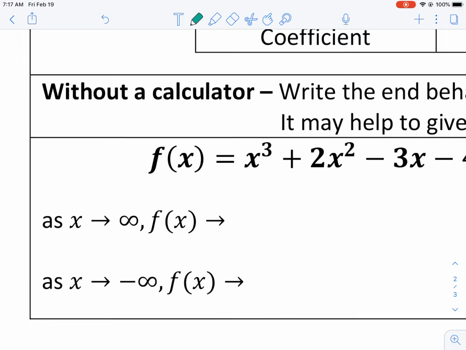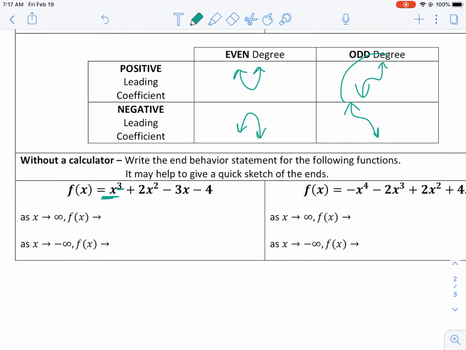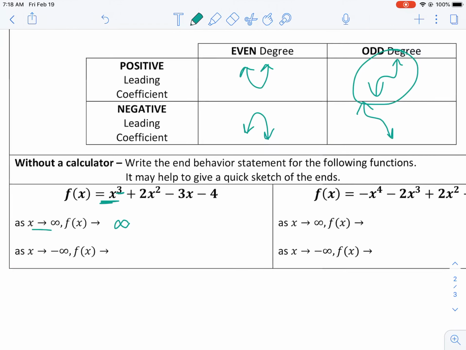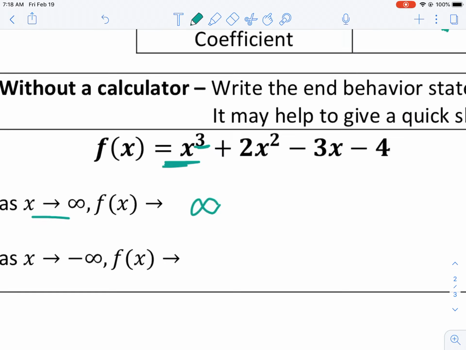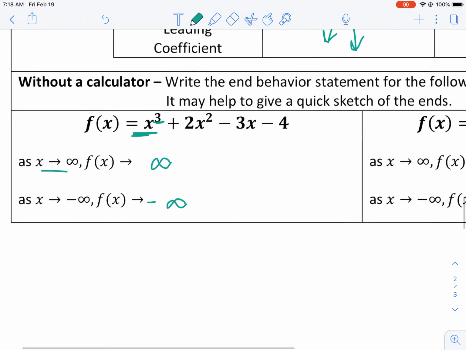So if we look at this equation right here, we have a positive leading coefficient, and we have an odd degree. So positive odd, that's this one right here. That means on the right, it's going up. So this is the right. So as x goes to infinity, f of x is also going to infinity. And on the left, it's going down. So as x goes to negative infinity, f of x also goes to negative infinity.